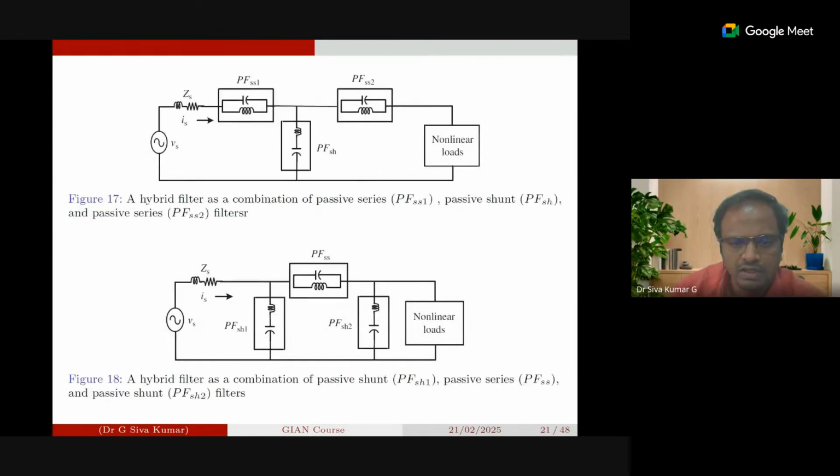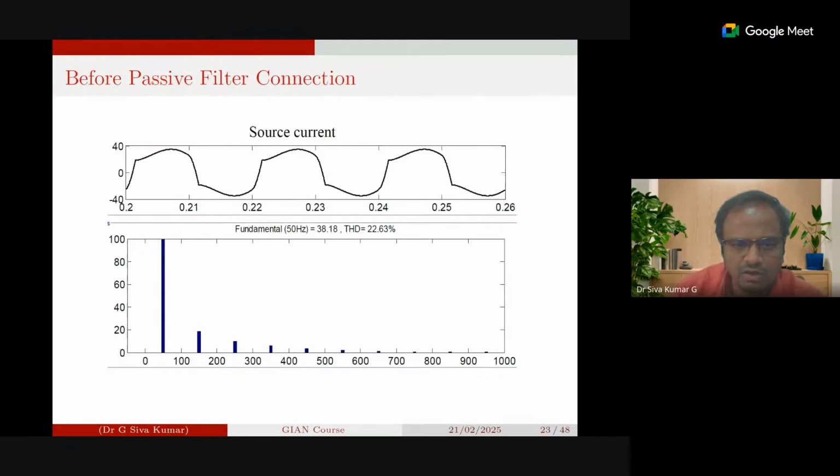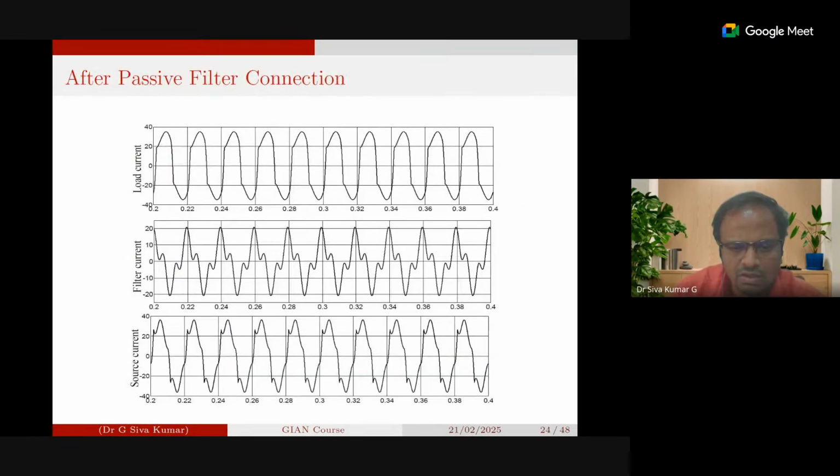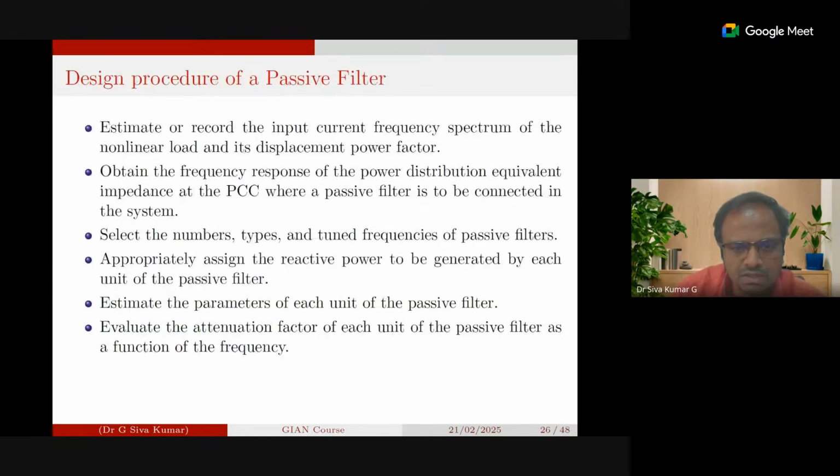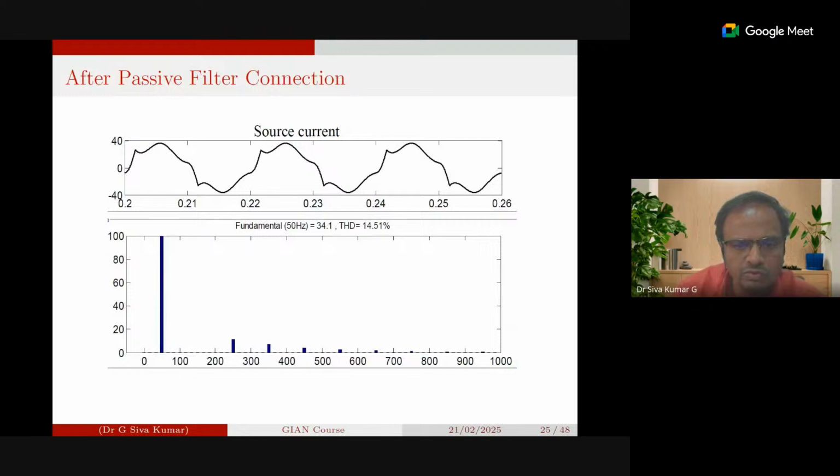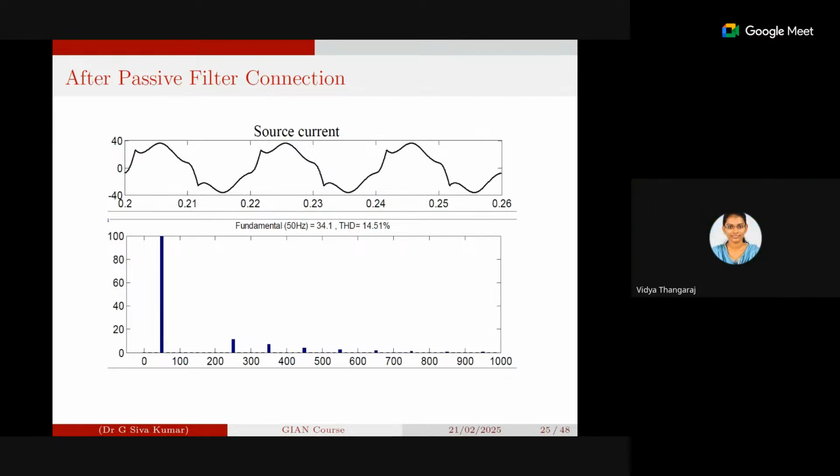Now, it is not just the design of the passive filter. We need to look at some considerations. What are the considerations? Is there any doubt up to here? Please let me know if there are any doubts. No, sir.